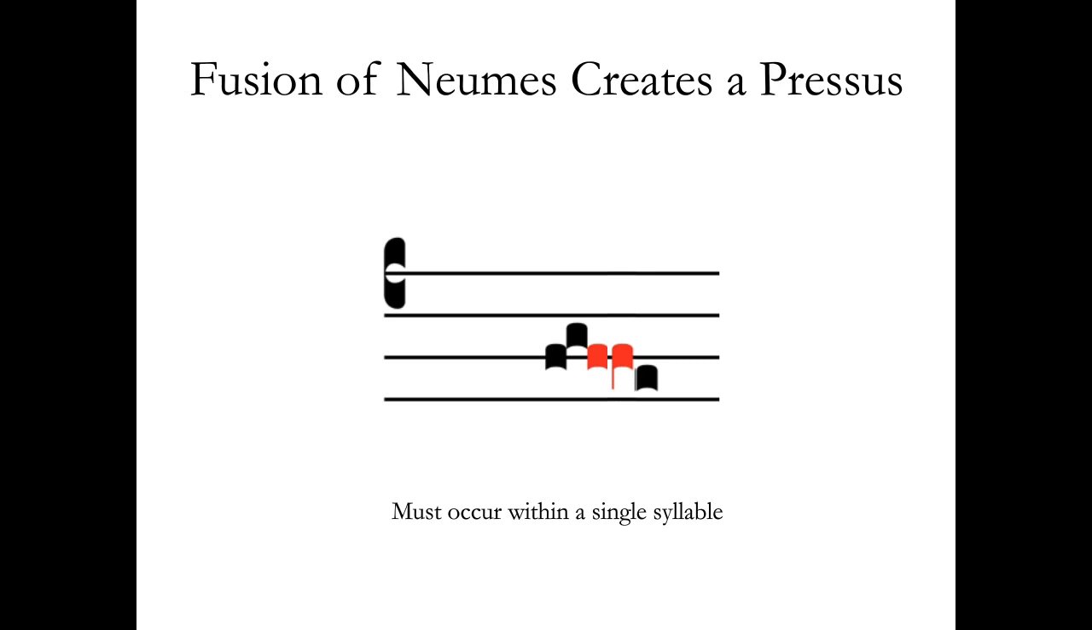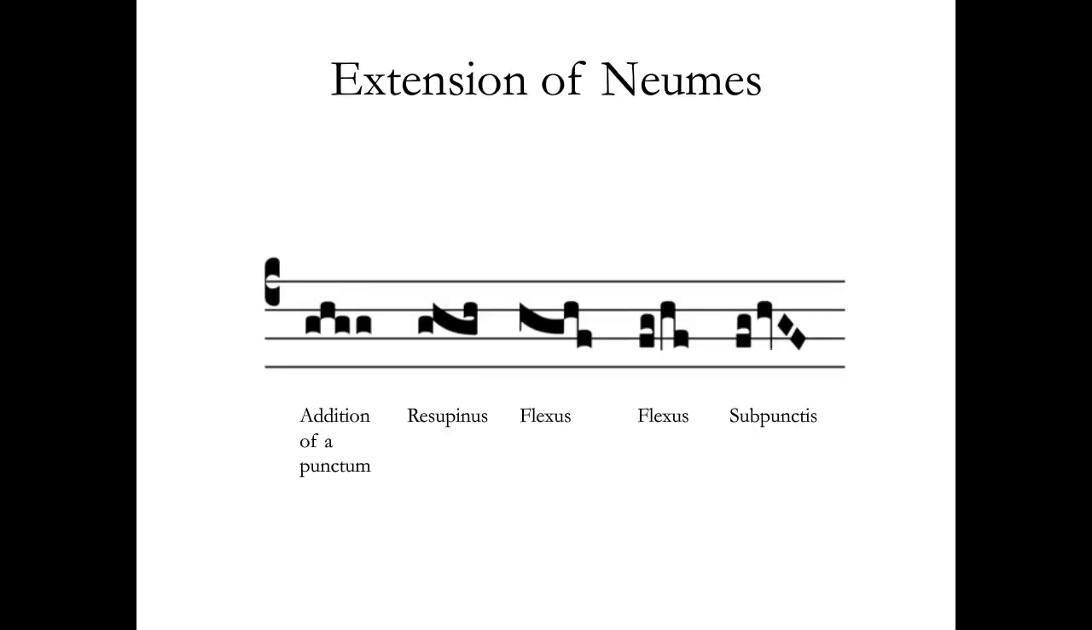And if I'm counting this, I have to give precedence to that first red note. It's the point of fusion, and I count that first point of fusion. This will make more sense in just a moment. A couple more things about neumatic notation. You can extend neums, and I've given you a couple of ways for doing that here.